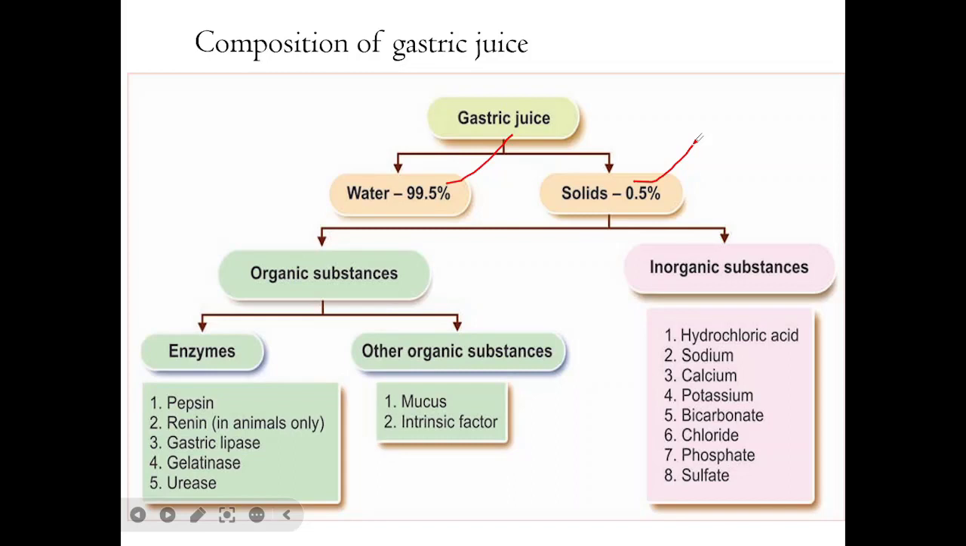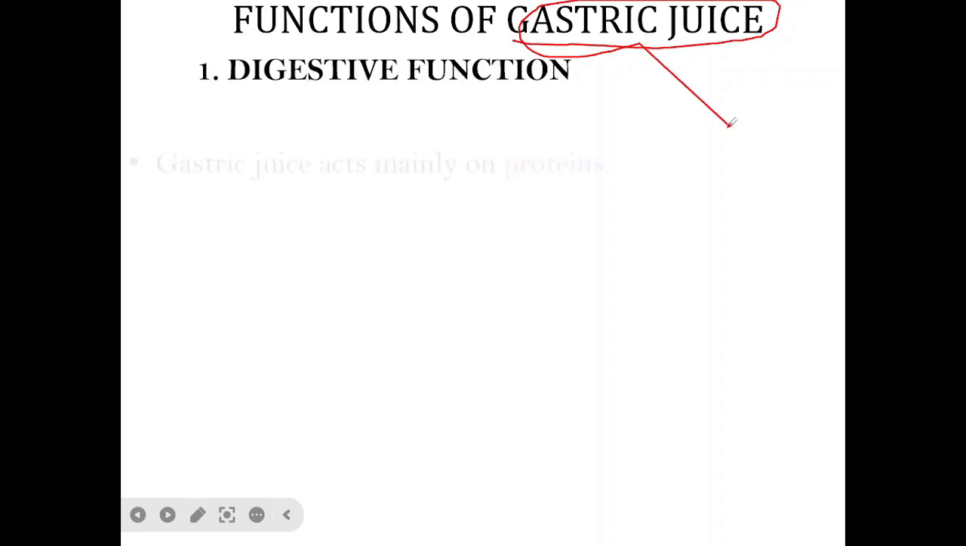First, it has a digestive function, as I told you before, because this gastric juice contains the enzyme pepsinogen. This pepsinogen is converted into pepsin by hydrochloric acid, and once pepsin is formed inside the stomach, it is important to digest protein chemically.